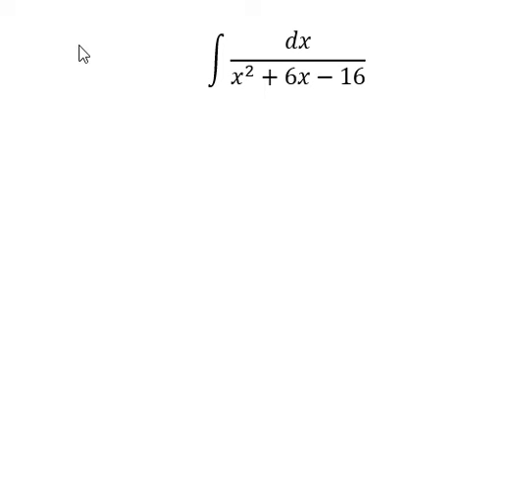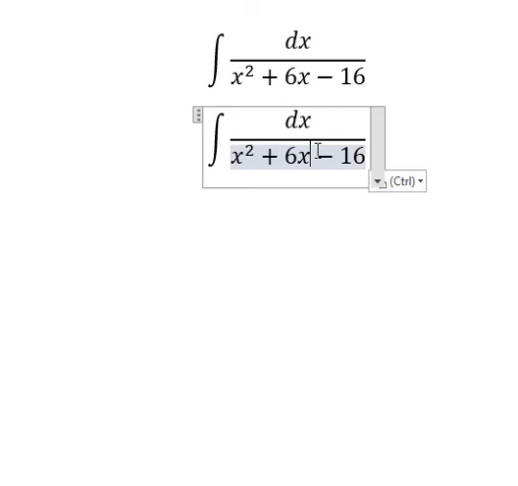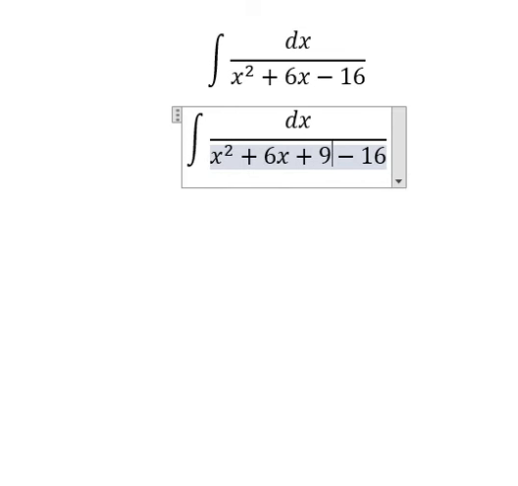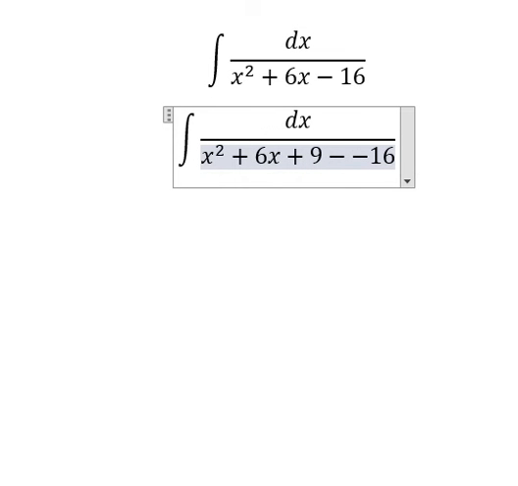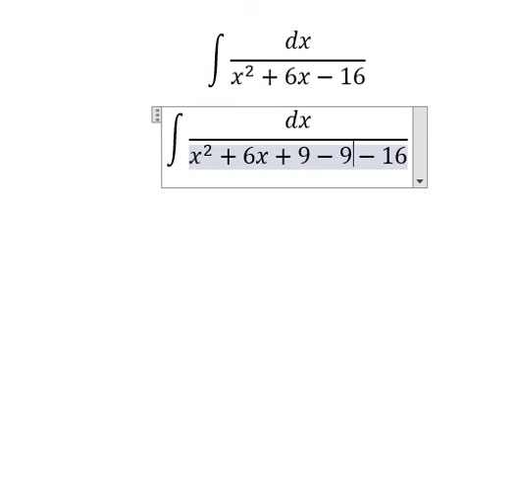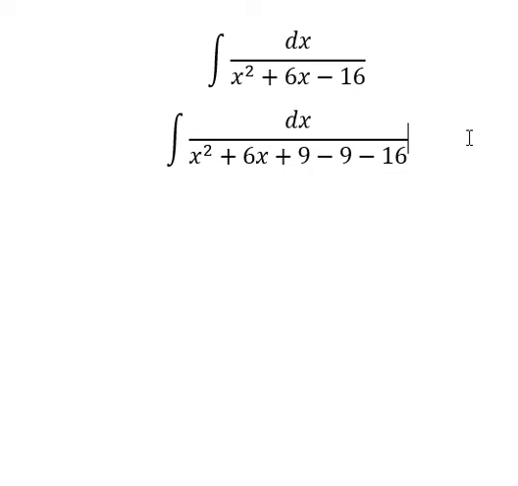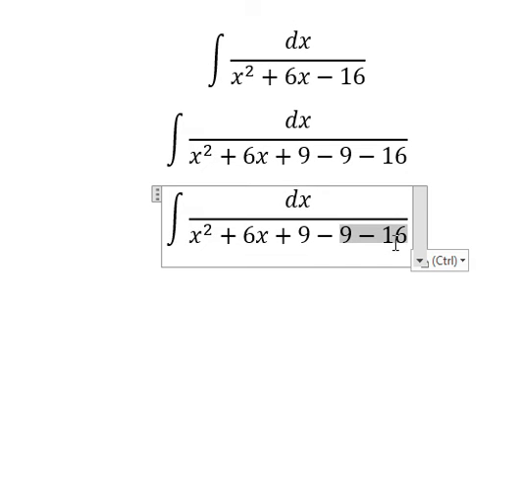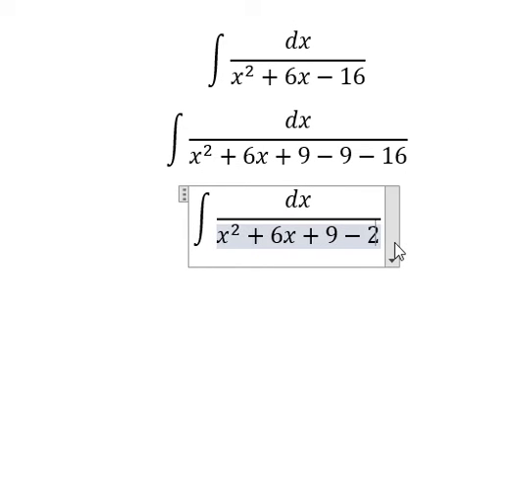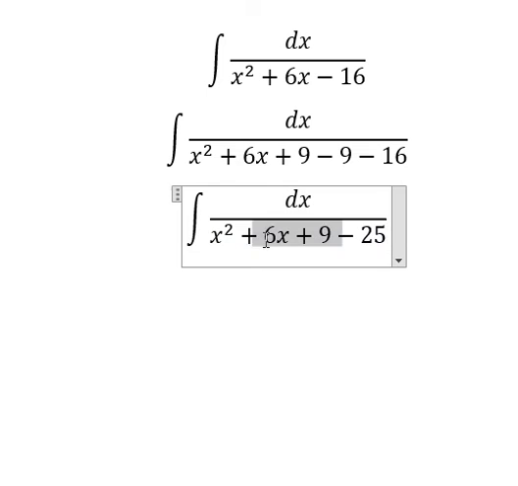So today I will show you how to answer this one. We need to add about number 9. Later we need to minus about number 9. This one we have negative 25. This one is about identities.